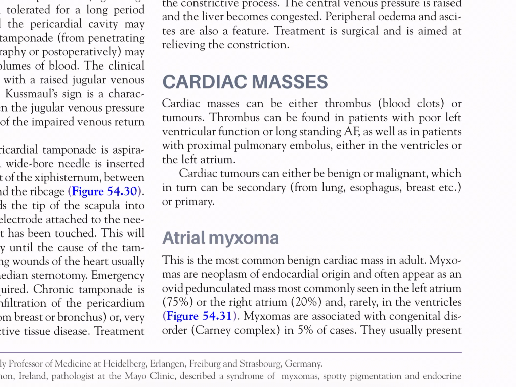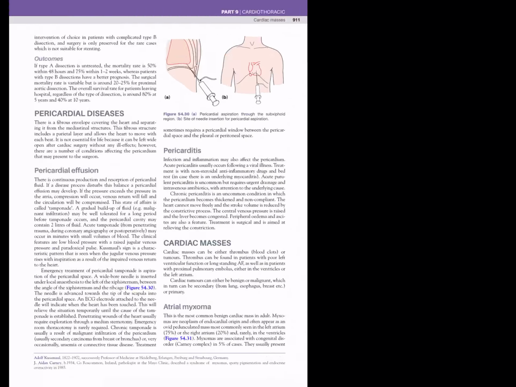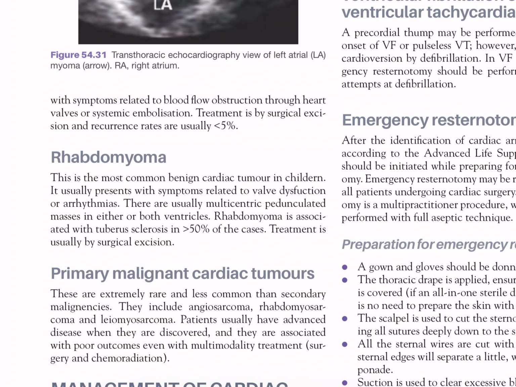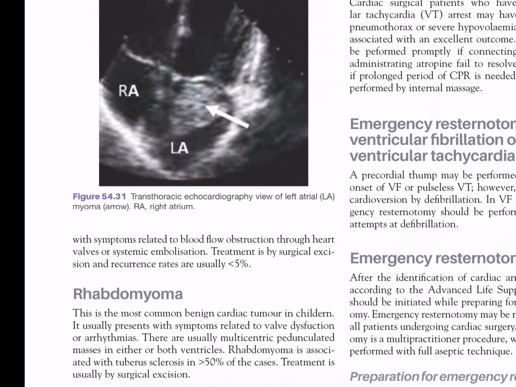Myxomas are neoplasms of endocardial origin and often appear as an ovoid pedunculated mass, most commonly seen in the left atrium 75% of times or the right atrium 20%, and are rarely seen in the ventricles. Myxomas are associated with the congenital disorder Carney complex in 5% of cases. They usually present with symptoms related to blood flow obstruction through heart valves or systemic embolization. Treatment is by surgical excision and recurrence rates are usually less than 5%.